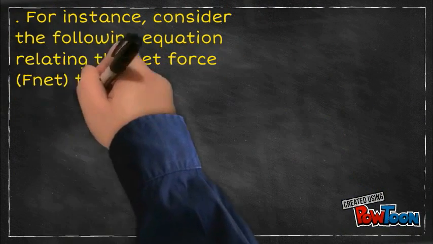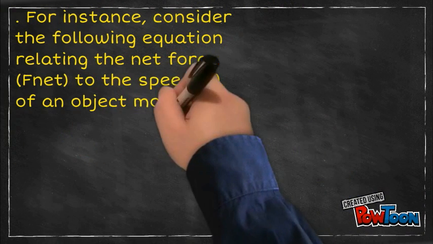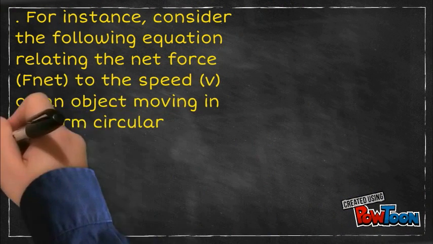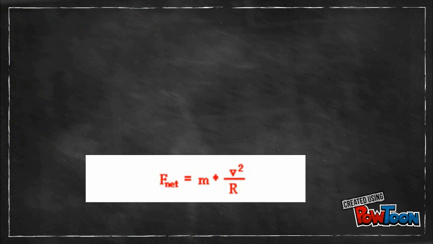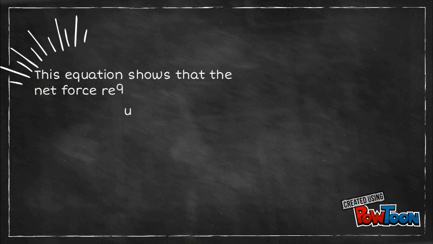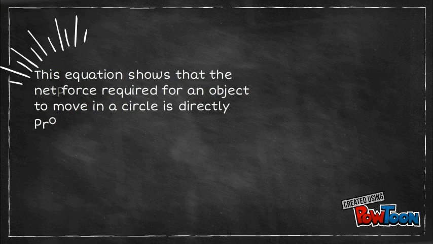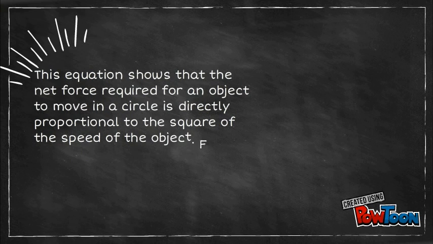For instance, the equation for Newton's second law identifies how acceleration is related to the net force and the mass of an object. This equation shows that the net force required for an object to move in a circle is directly proportional to the square of the speed of the object. For a constant mass and radius, the Fnet is proportional to the speed squared.